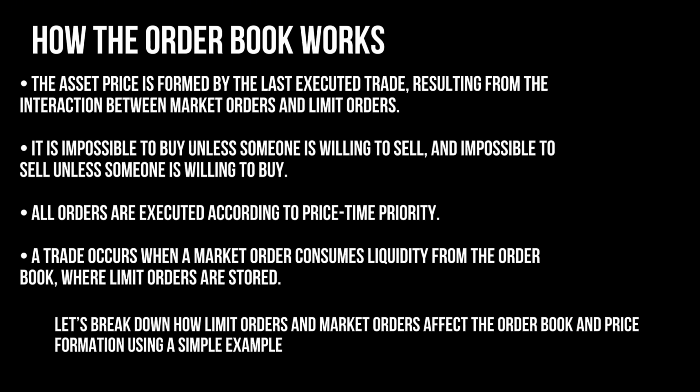How the order book works. The price of an asset is formed by the most recent completed trade, which occurs when a market order interacts with a limit order. Limit orders do not match with other limit orders on their own. Instead, a market order enters the market and removes liquidity from the order book by executing against existing limit orders. The price at which the most recent trade is executed becomes the current market price of the asset. An asset cannot be bought unless someone is willing to sell it, and it cannot be sold unless someone is willing to buy it. All orders are executed in a queue based on their order of placement.